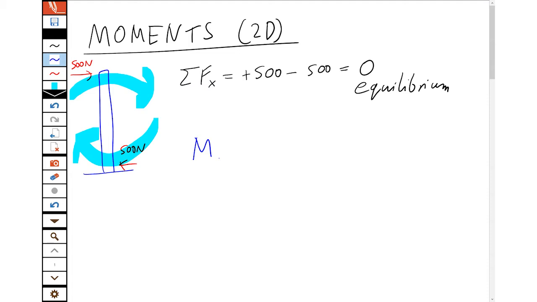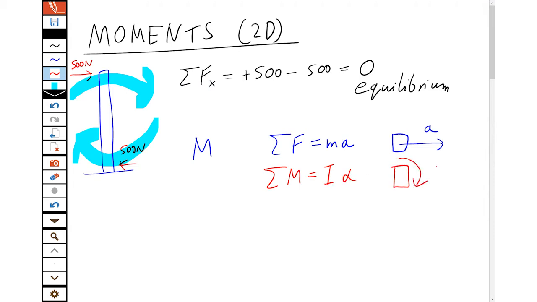Now, what is a moment? Well, just like a force will give something a linear acceleration, causing something to move, a moment will give something an angular acceleration, causing it to change its rotational velocity. And that's what moments do. And of course, in CIV 100, they don't do it at all, because this must be 0, just like the forces must be 0 for equilibrium.